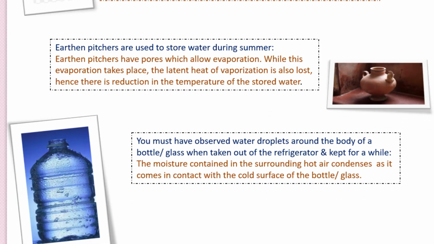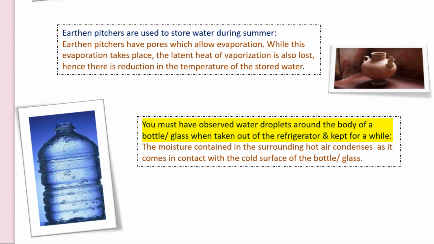You must have observed water droplets around the body of a bottle or a glass when you take it out of the refrigerator and keep it undisturbed for a while. That's just because the warm air present around the bottle or the glass comes in contact with the cold surface and condenses to form water droplets. And that is the reason why you see these water droplets around these vessels.